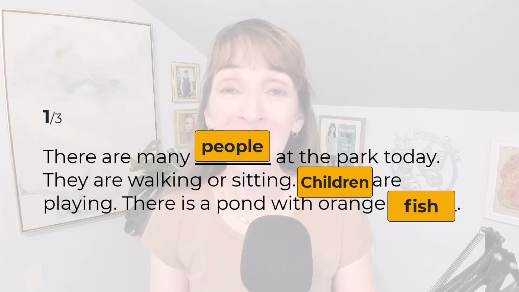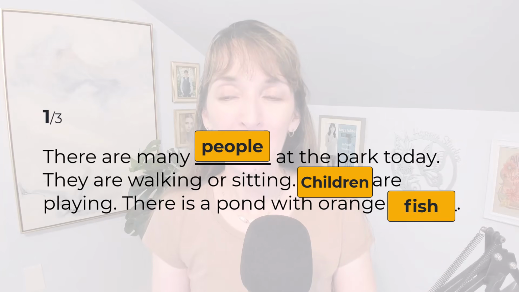Let's read that again a little faster. There are many people at the park today. They are walking or sitting. Children are playing. There is a pond with orange fish.